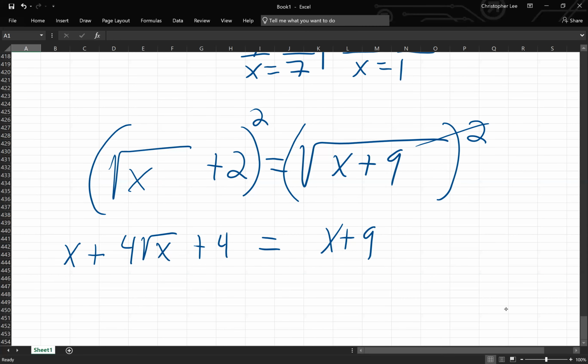And then long story short, you just want to solve for the radical, right? So let's get everything on the same side. I'm going to subtract x from here. What I do to one side, I do to the other. I'm going to subtract 4 here.